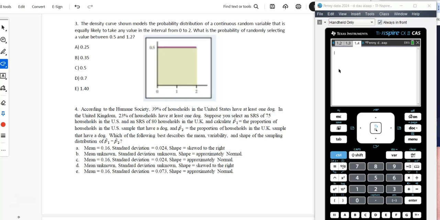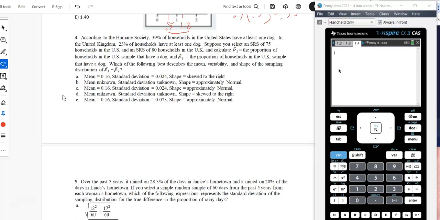The density curve shows the probability distribution of a continuous random variable that is equally likely to take on any value. That's called a uniform distribution. What is the probability of randomly selecting a value between 0.5, that's right here, and 1.2, somewhere about here? So that's the shaded area, just that little sliver. So it looks like the distance there is 0.7 times 0.5, which I believe would be 0.35. So that would be the area. Let's see. So 0.35, there it is. I was looking at the wrong answer.